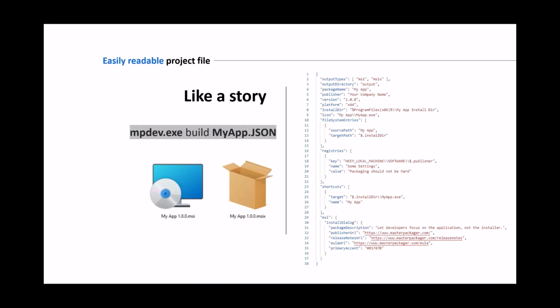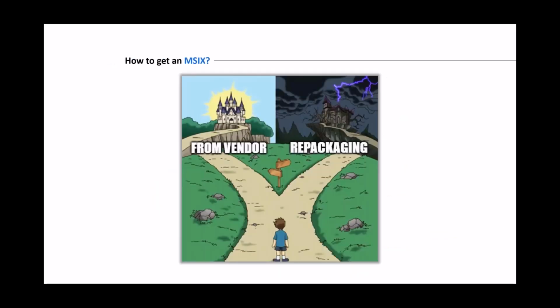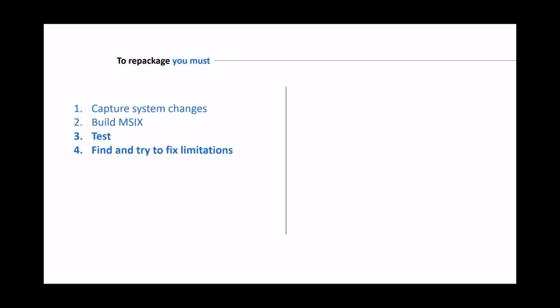However, how do we get MSIX packages in our environments today? You really have two options: either from the vendor or by doing repackaging. Let's look at repackaging right now. To repackage, you must capture system changes, build the MSIX using tools like Microsoft Packaging Tool, and then test it. All that is really familiar from how you would do repackaging to MSI.